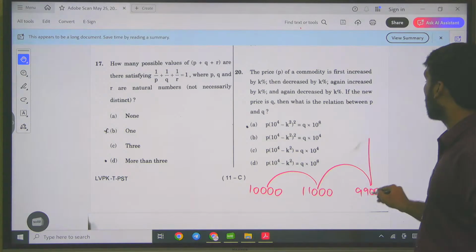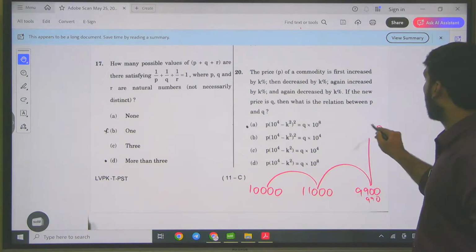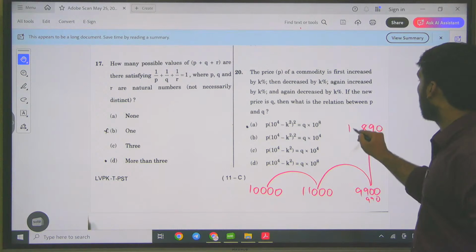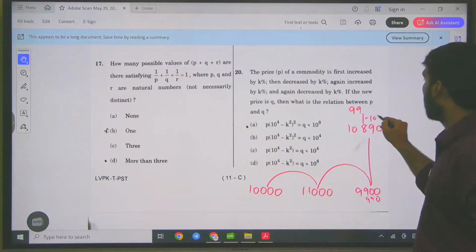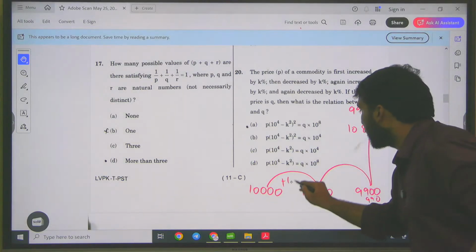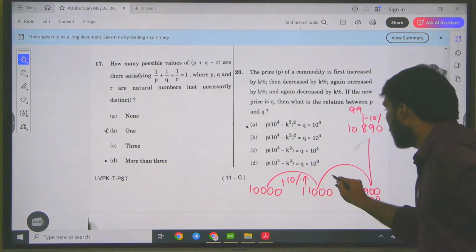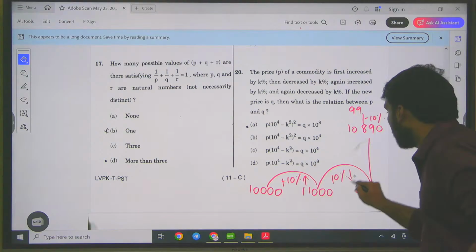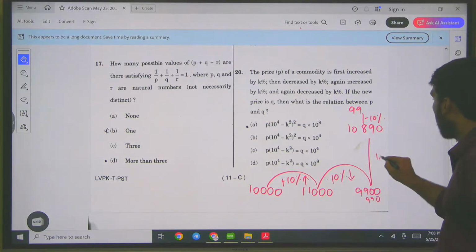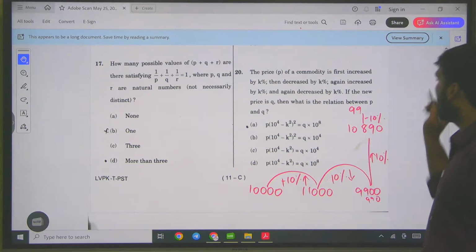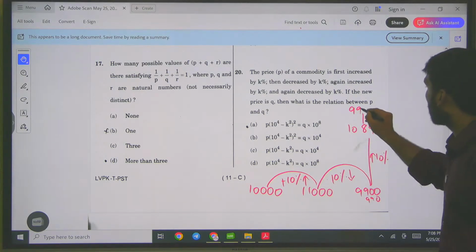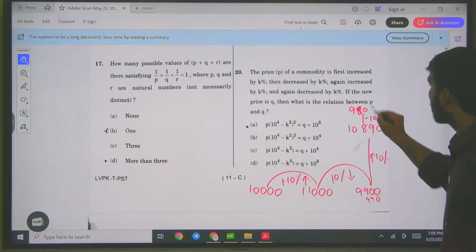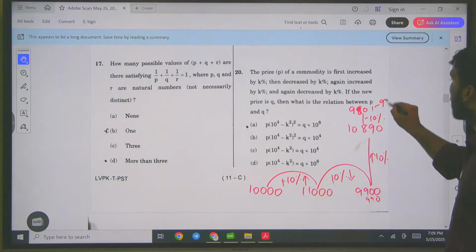10% increase: 9,900 plus 990, so it will be 10,890. Again a 10% decrease, right? 10% increase, 10% decrease, 10% increase, again 10% decrease. So how much are we going to get? 9801, which is nothing but 99 square.